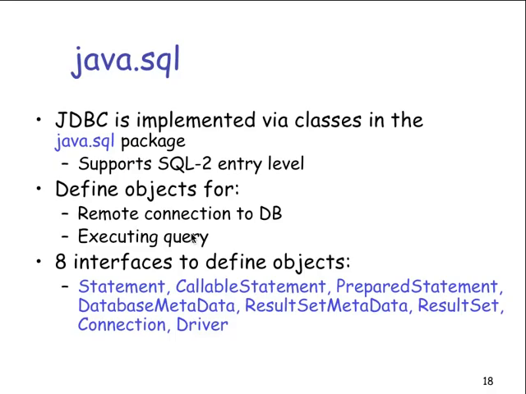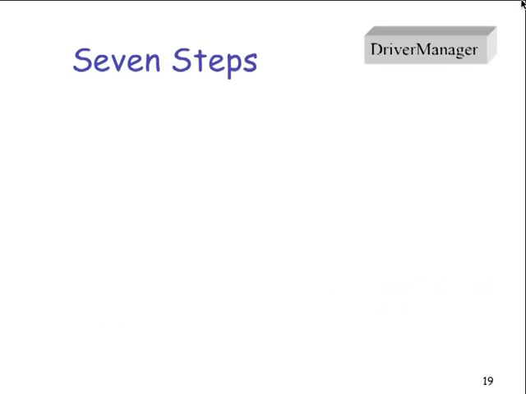So you can't support everything and know which database you're connected to, and then consider that one and support it. So instead they decided, well, let's back it up to basic. Just stuff that's supported by everybody in standard SQL 2 entry level, which is the base system without any of the extra stuff. So define objects for remote connectivities to database for executing a query. We have 8 different interfaces to define objects. And here are the interfaces. Statement, callable statement, prepared statement, database metadata, result set metadata, result sets, connection, and then the driver itself.